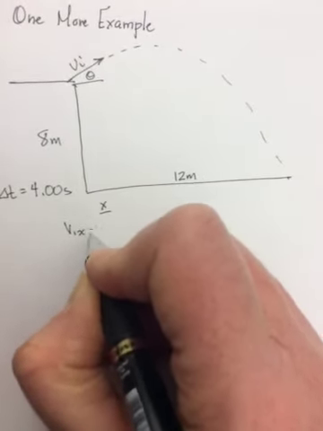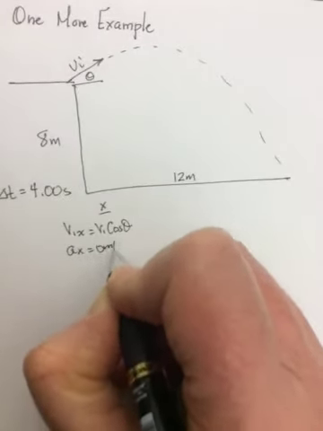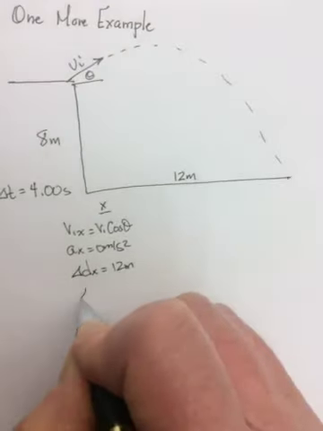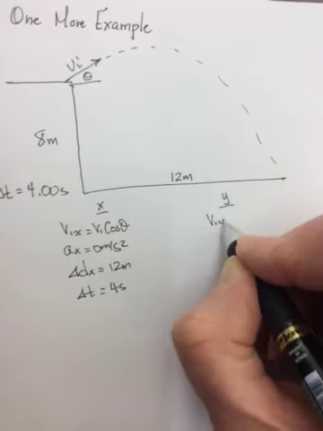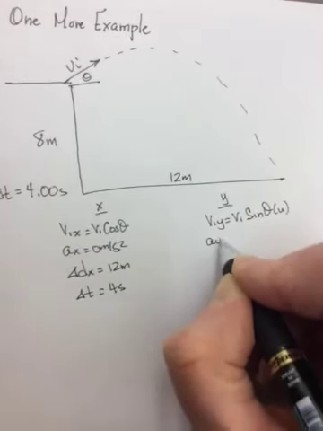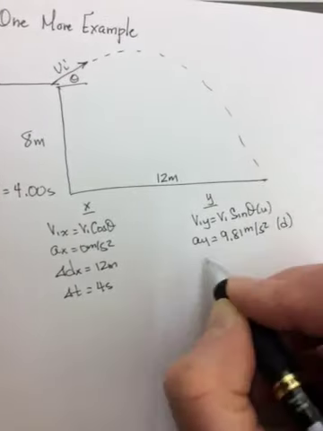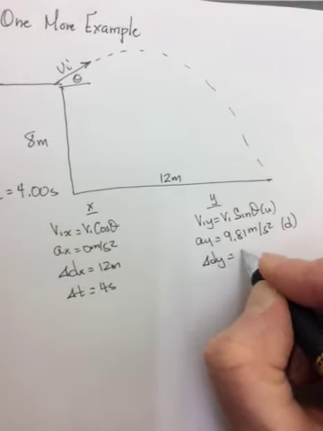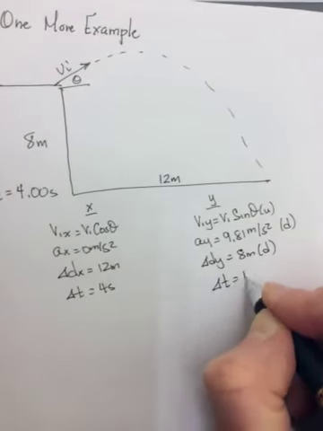Let's see. So VIX is going to be VI cos theta. AX is going to be 0. Delta dx is going to be 12 meters, and delta t is going to be 4 seconds. In the y direction, VIY is VI sine theta going up. AY is 9.81 meters per second squared going down. Delta dy is going to be 8 meters going down, and delta t is going to be 4 seconds.